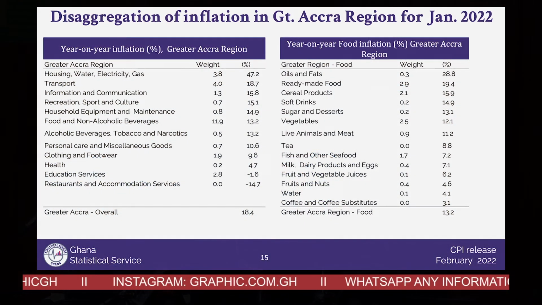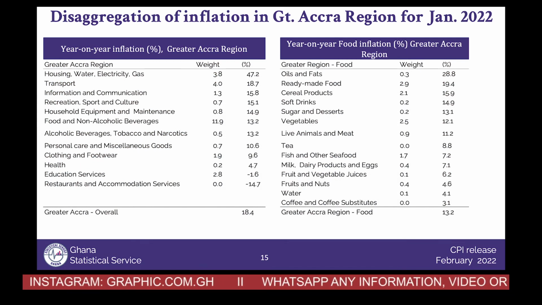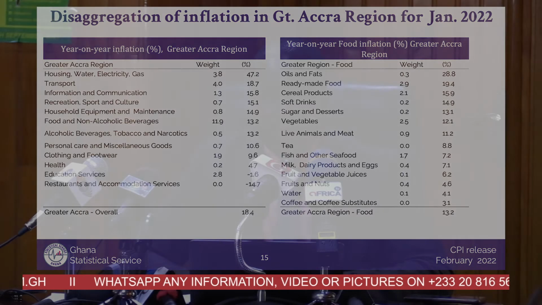Focusing on Greater Accra region from a year-on-year perspective, overall and also for food inflation, we see housing, water, electricity, and gas recording an inflation figure of 47.2%, and this compares with the national average of 28.7% for housing, water, electricity, and gas. So the driver for the January 2022 inflation rate is mainly in Greater Accra and specifically being driven by housing, water, electricity, and gas.